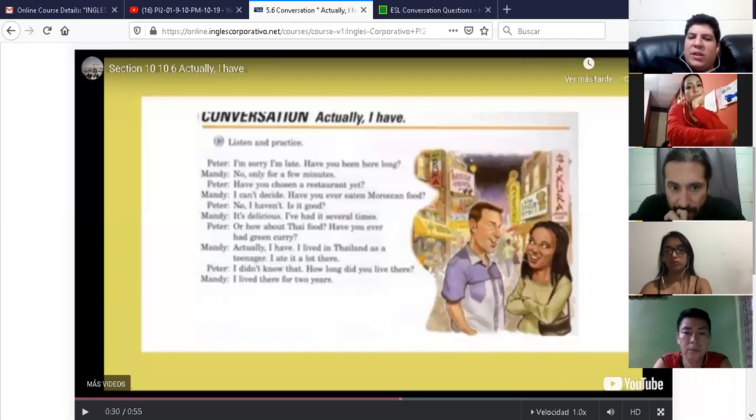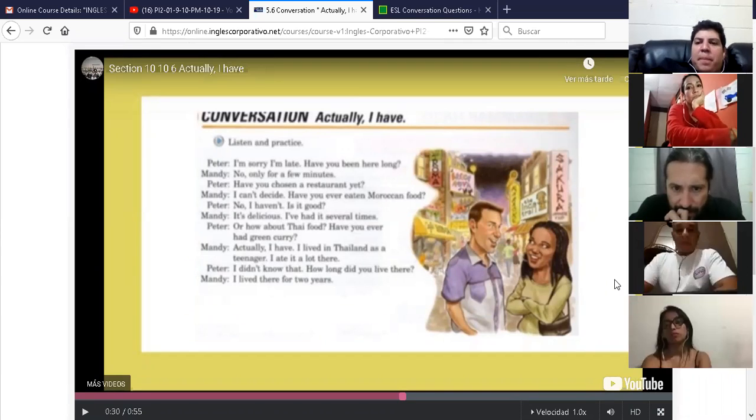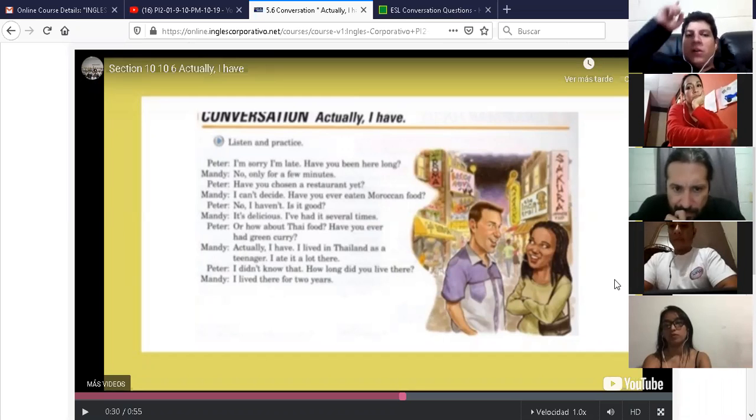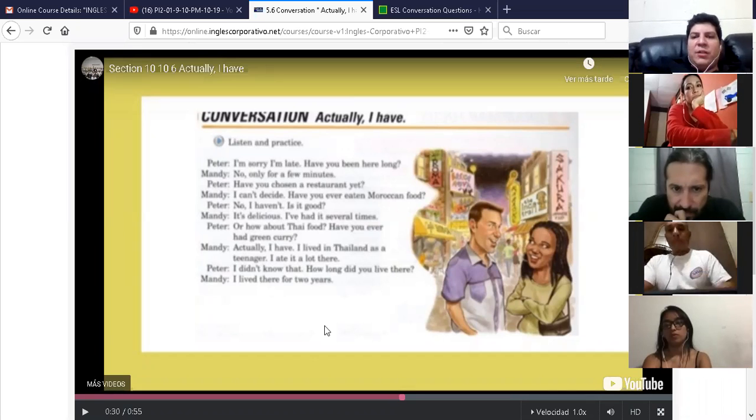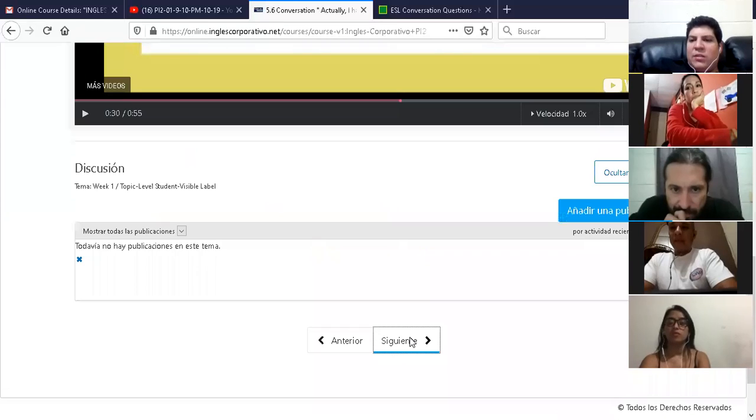¿Cuál creen que es la diferencia entre simple past and the present perfect? The time, correct. It is the time. Now, if you notice, in simple past, we only talk about one situation. And we can actually use time expressions. That's exactly what we're going to see here, guys. So, les voy a compartir lo siguiente. Eso exactamente que me acaban de decir es la raíz de los dos tenses.